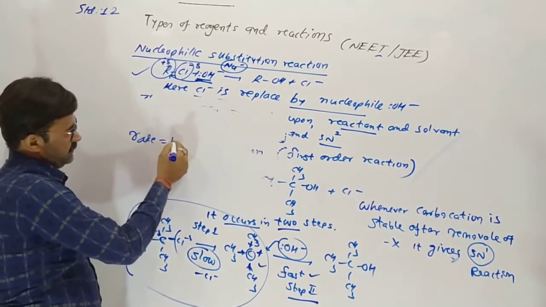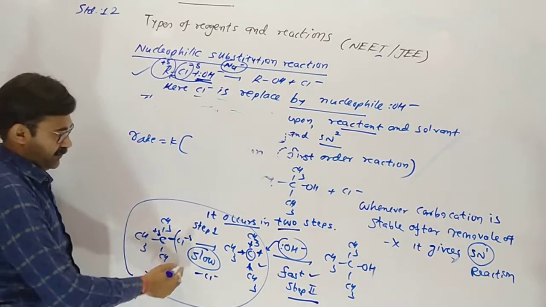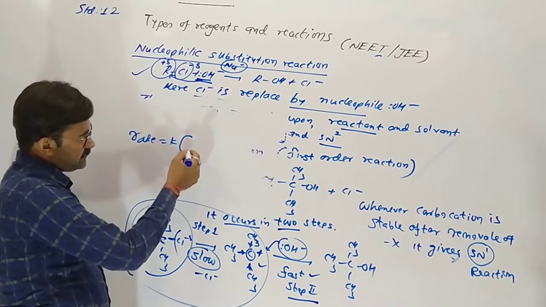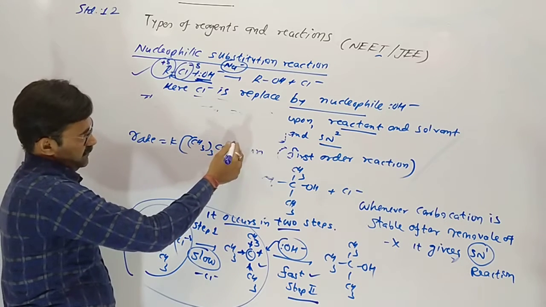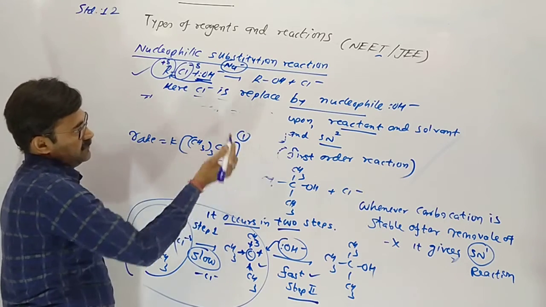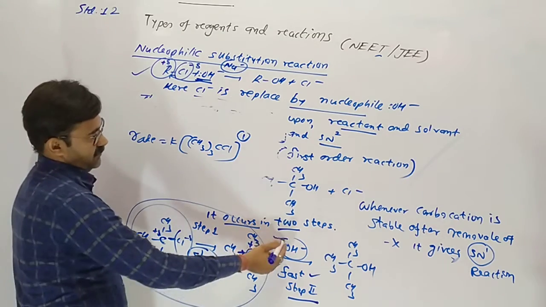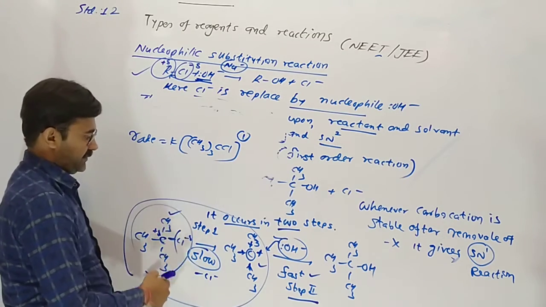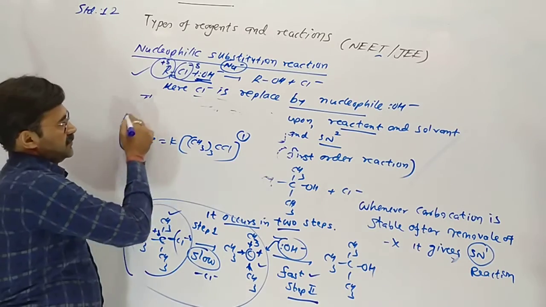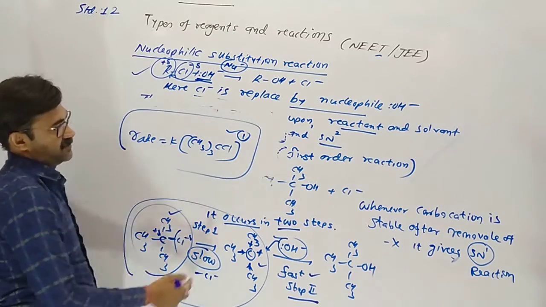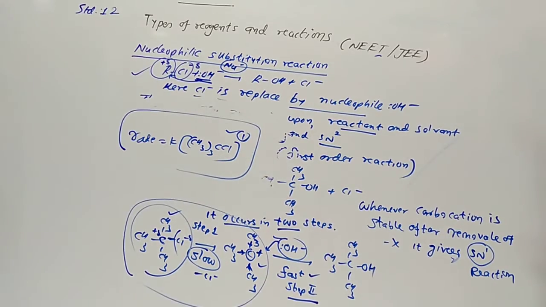So the rate of this reaction depends only on tertiary butyl chloride, not on OH minus. Here there is only one reactant, so the order is one, which is a first order reaction. Understood?